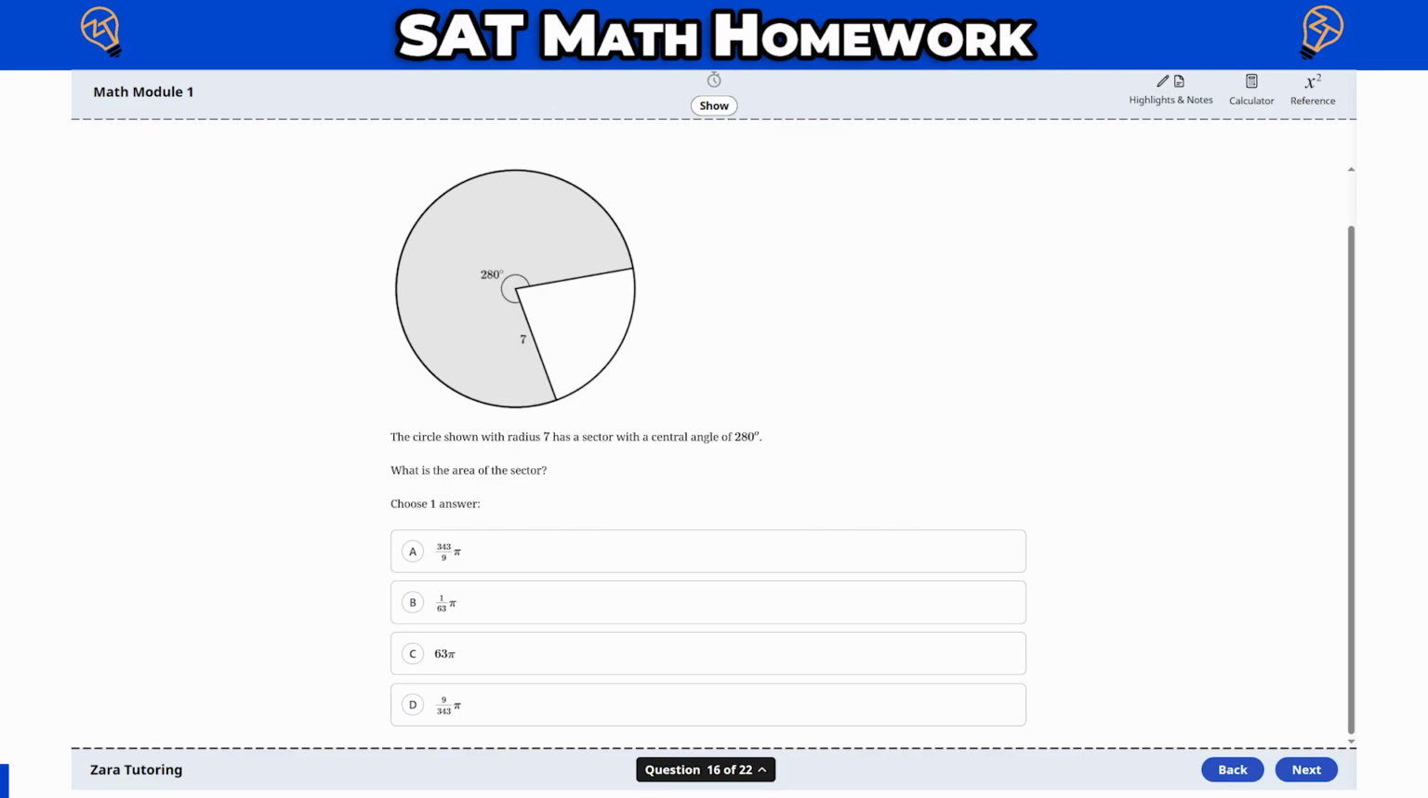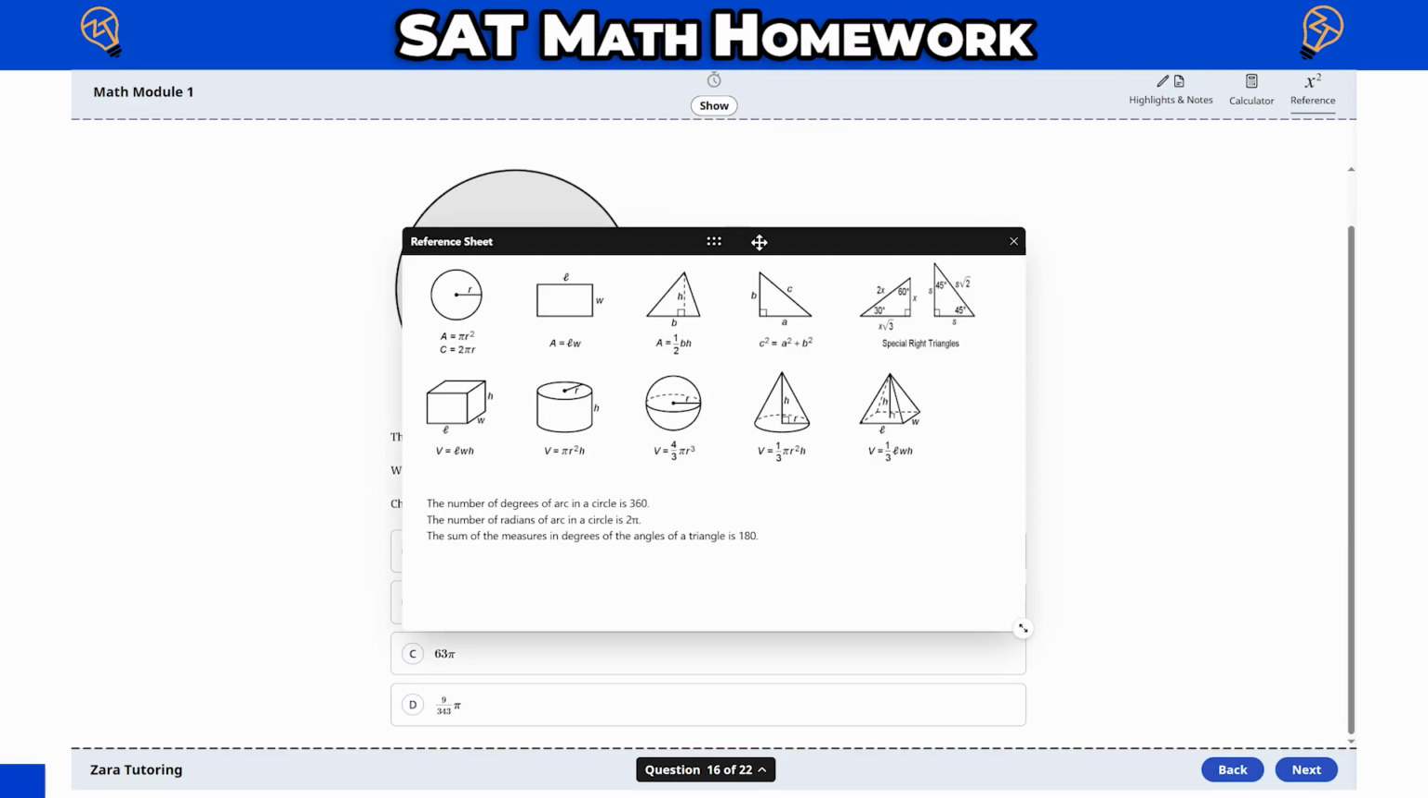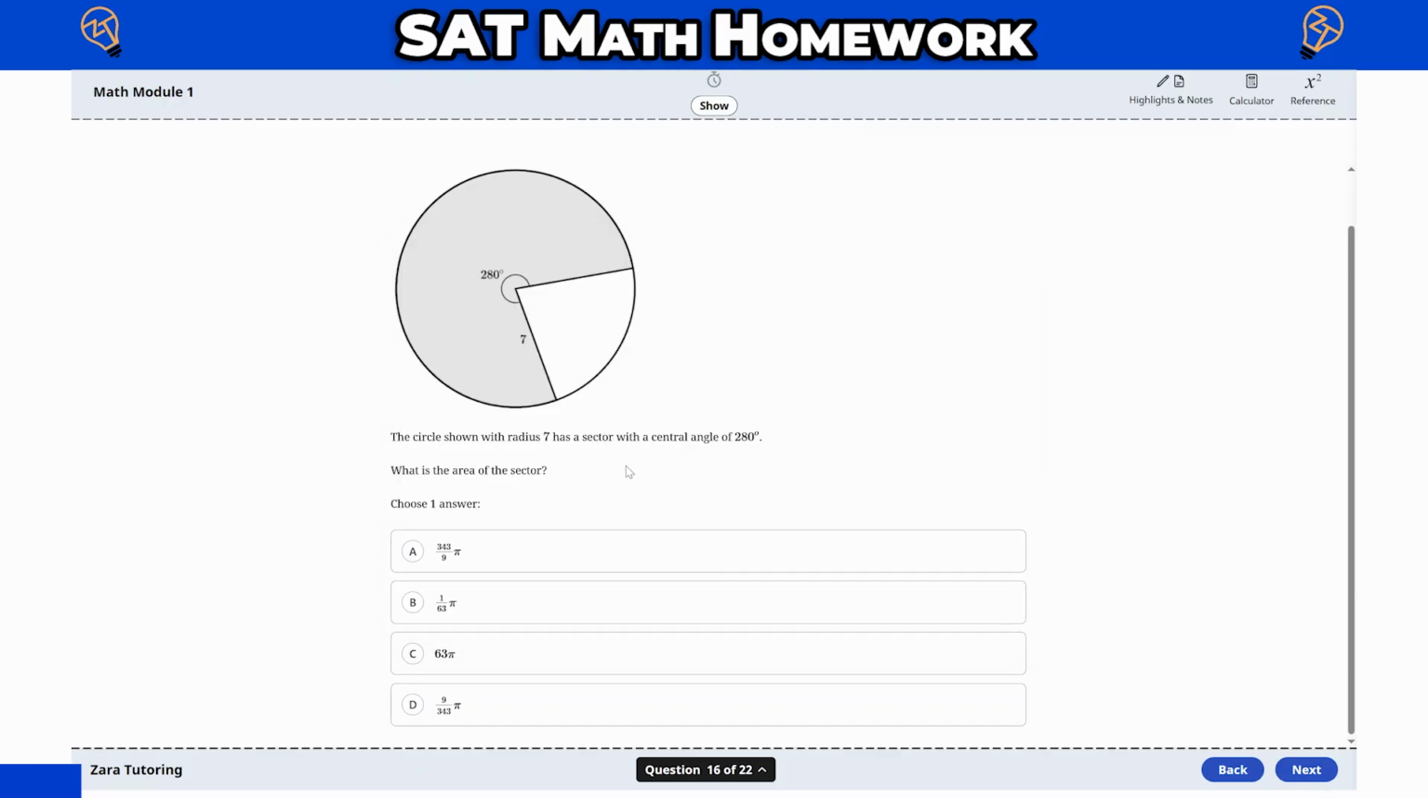Now, College Board doesn't require you to memorize a whole lot of formulas, which is nice. However, on our reference document, they do not have arc length or area of a sector. So in this case, they're looking for the area of a sector, and that formula is 1/2 r squared theta. And a really important distinction to make is that theta always has to be in radians.